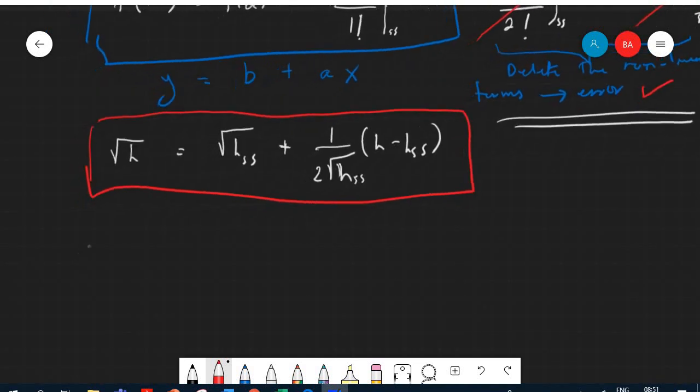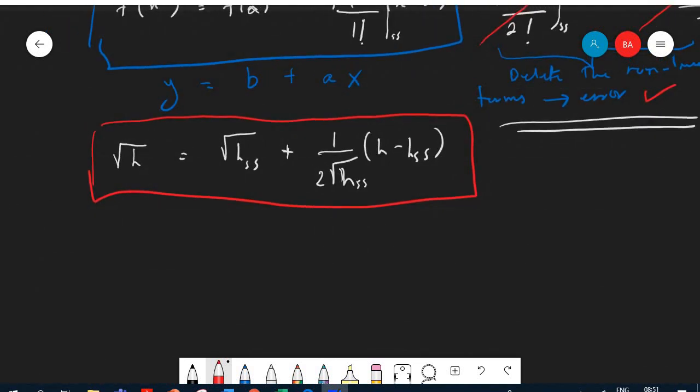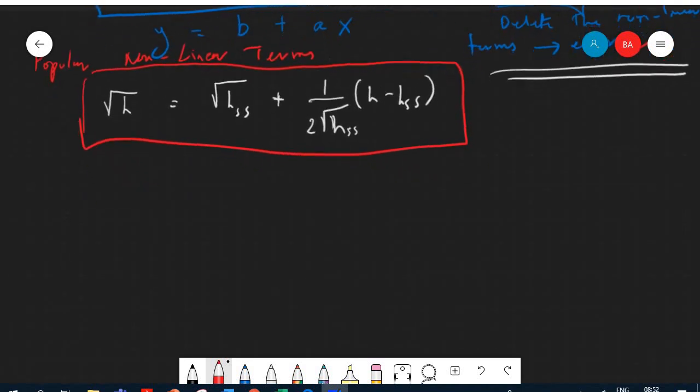Okay, so that is the first popular nonlinear term, and I will write something at the top there just to remember. So what I'm trying to do here, I'm looking at the popular nonlinear terms. So this is what I'm trying to do here.